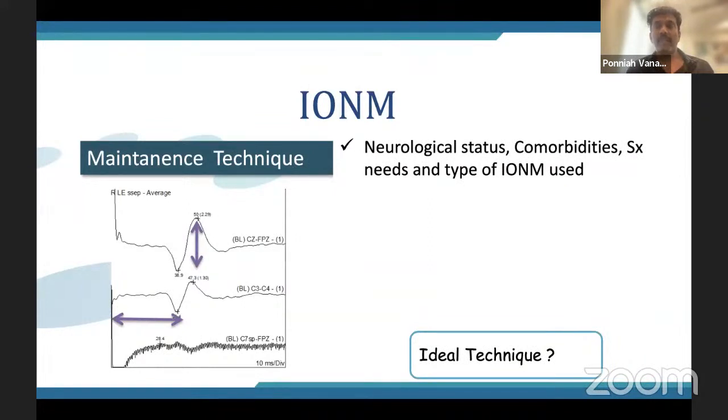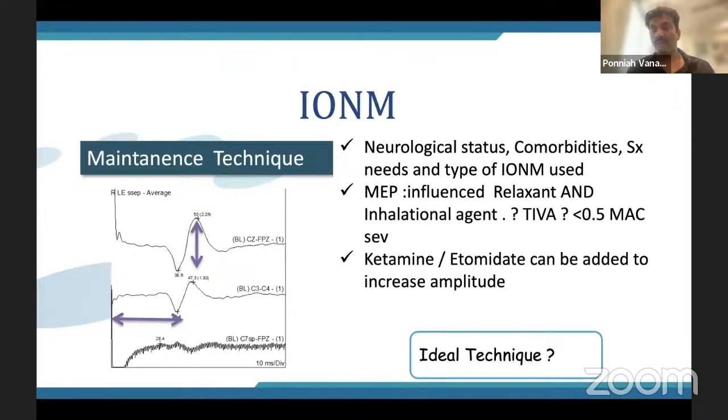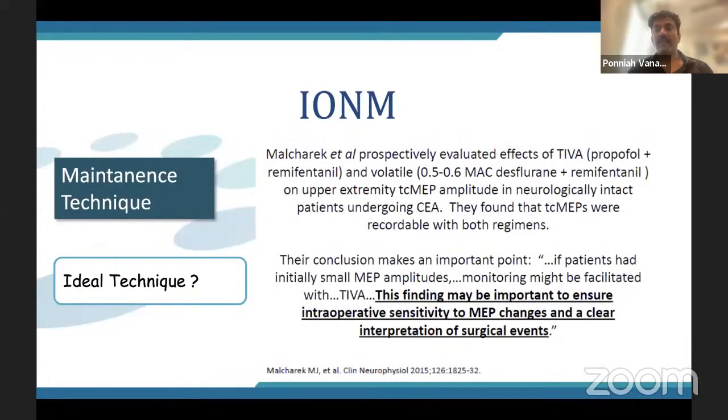When choosing a technique, you choose based on the neurological status of the patient, comorbidities, the surgical needs, and the type of IONM used. We need to understand which monitoring will be influenced by what anesthesia technique. Is there an ideal technique? Is TIVA ideal? In one study, when they compared TIVA with 0.5 to 6 mg of desflurane and remifentanil, they did not find any difference. Both regimens were equally useful for monitoring the transcranial motor evoked potentials.